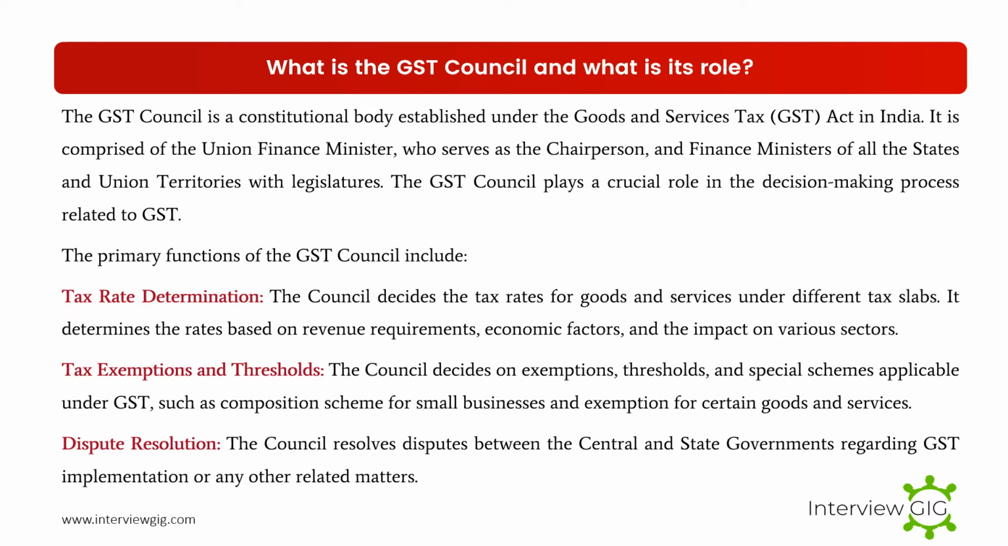The primary functions of the GST Council include tax rate determination. The Council decides the tax rates for goods and services under different tax slabs. It determines the rates based on revenue requirements, economic factors, and the impact on various sectors. Tax exemptions and thresholds: the Council decides on exemptions, thresholds, and special schemes applicable under GST, such as composition scheme for small businesses and exemption for certain goods and services.